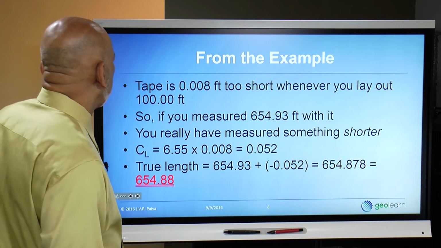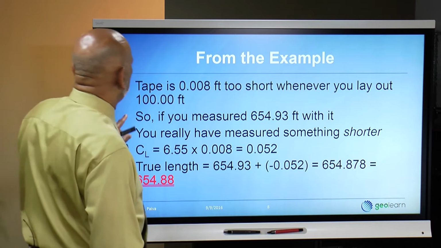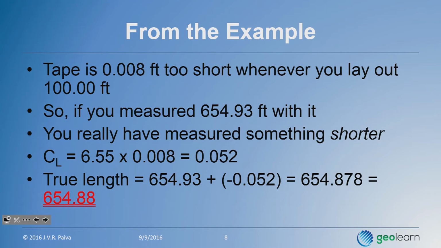So from this example, this tape is 0.008 feet too short whenever you lay out 100 feet. So if you measured 654.93 feet between 2 points, you really have measured something shorter, because we've already established that every 100 feet that we actually lay out on the ground is actually 99.992. So the way we calculate this, we compute these corrections.